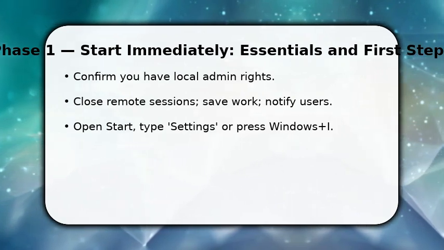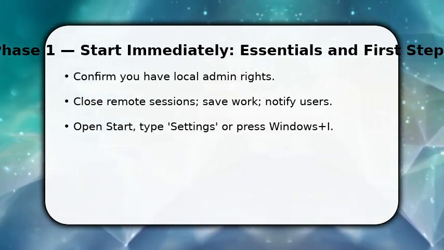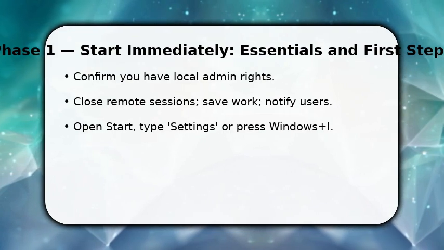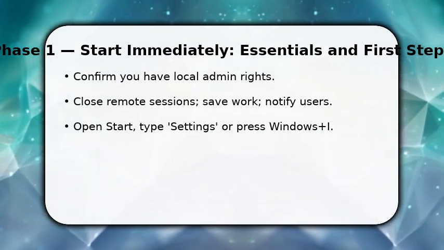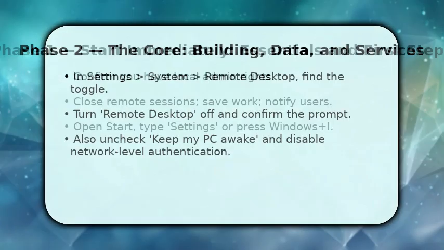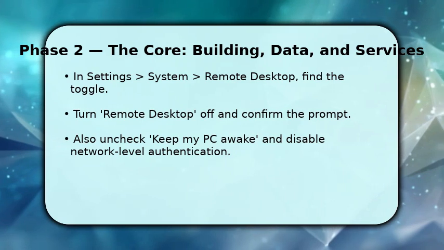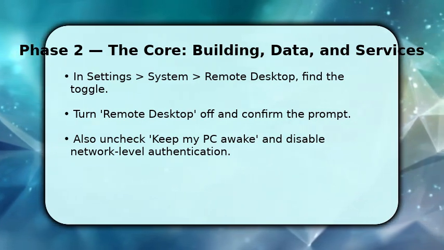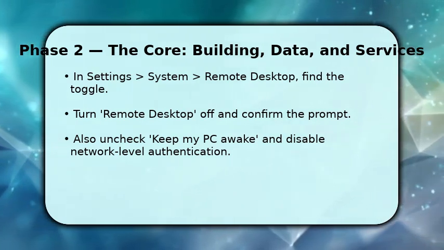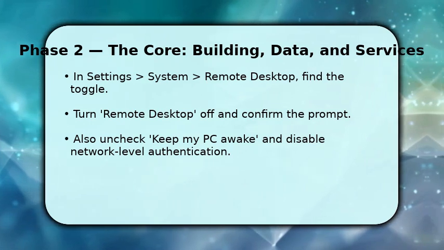Now, click System, then look for Remote Desktop on the right. This is where the toggle and related settings live, so proceed to the next precise steps. You're now in Remote Desktop settings. Locate the Remote Desktop toggle and switch it off. Click Confirm when the system asks to stop accepting connections.